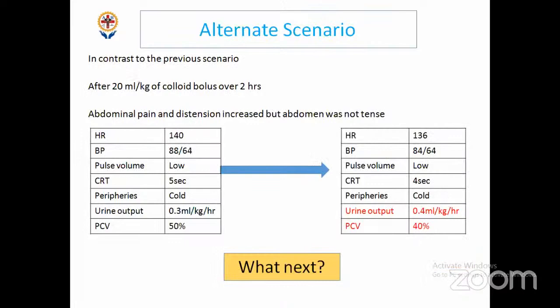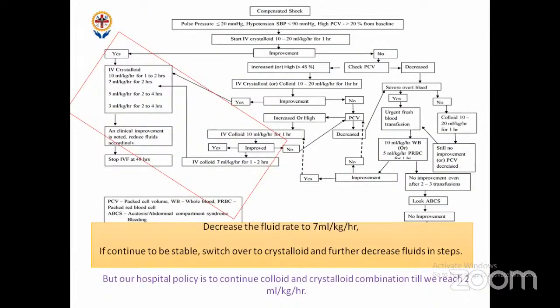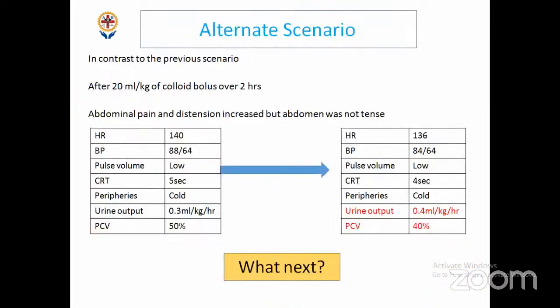So that is the previous scenario. Here also the child improved, so we come down on the fluid. And this is another alternate scenario where we gave 20 ml per kg of colloid bolus. So we gave crystalloid for 2 hours. Then we switched over to colloid for 2 hours. And further, after 2 hours, the child had abdominal pain and distension. And these are the vitals now.